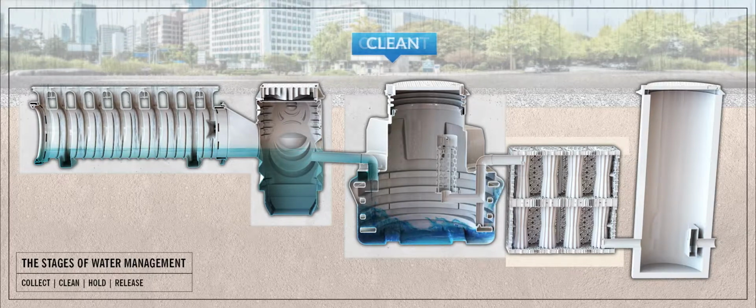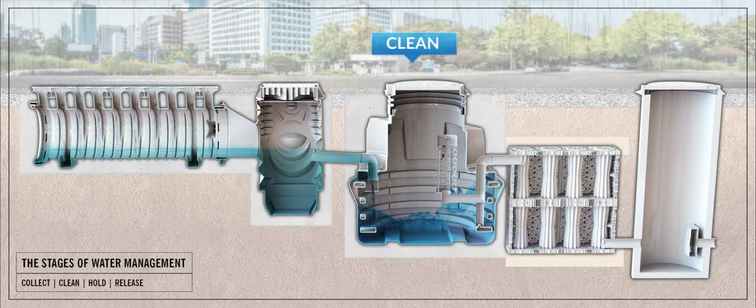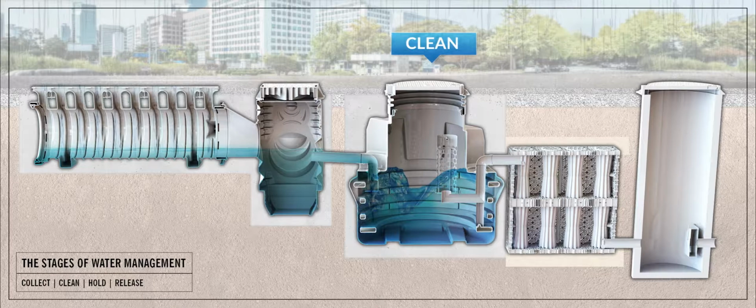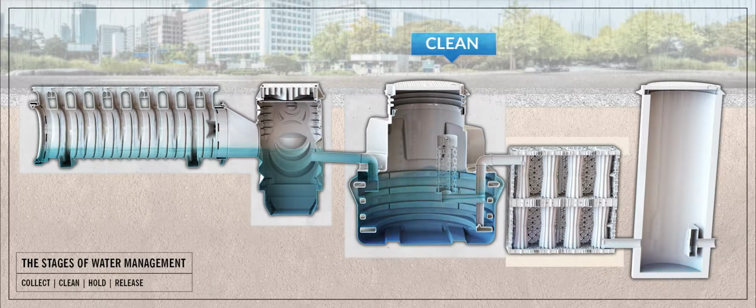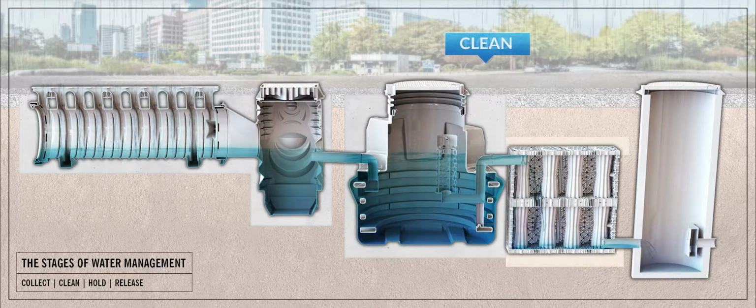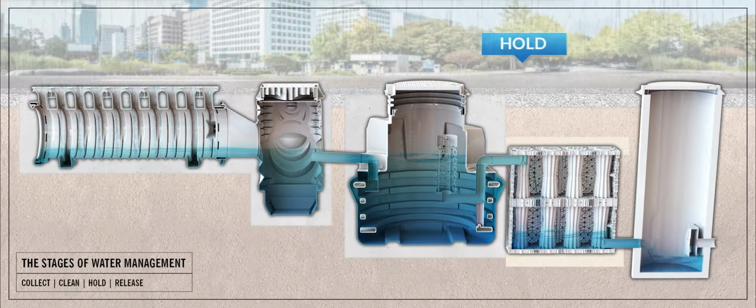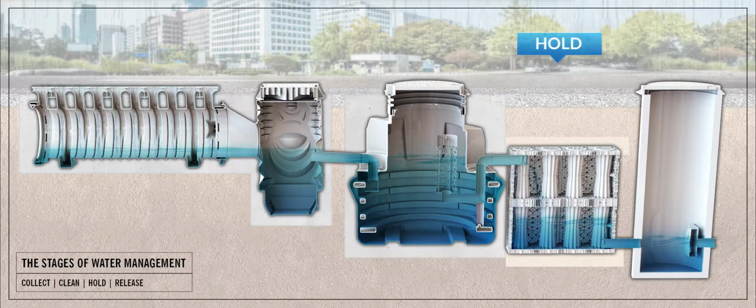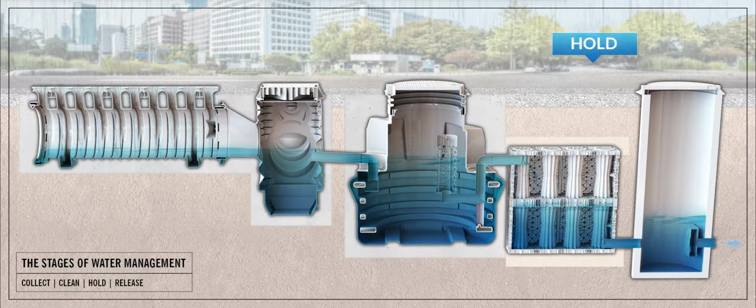Water is conveyed to an ACO treatment unit to fulfill the cleaning stage of the management cycle. Here, the Q-Ceptor is shown. We now see water entering the patented high-performance geocellular stormwater attenuation and infiltration solution, StormBrixx.